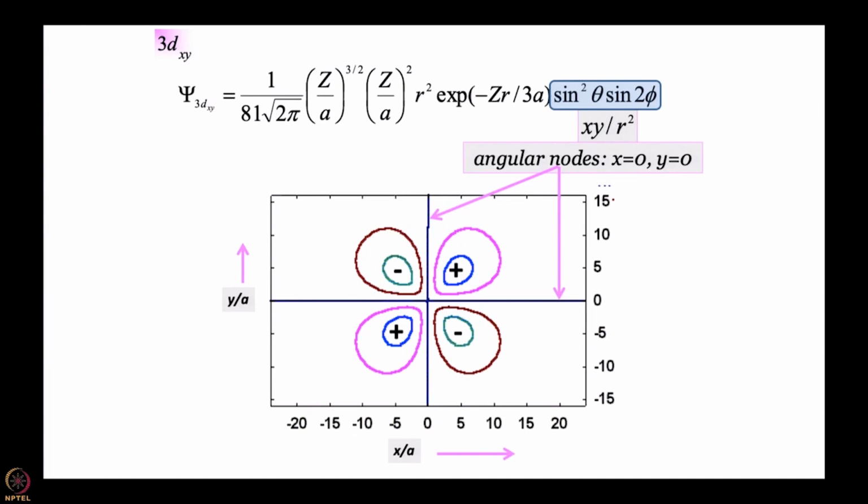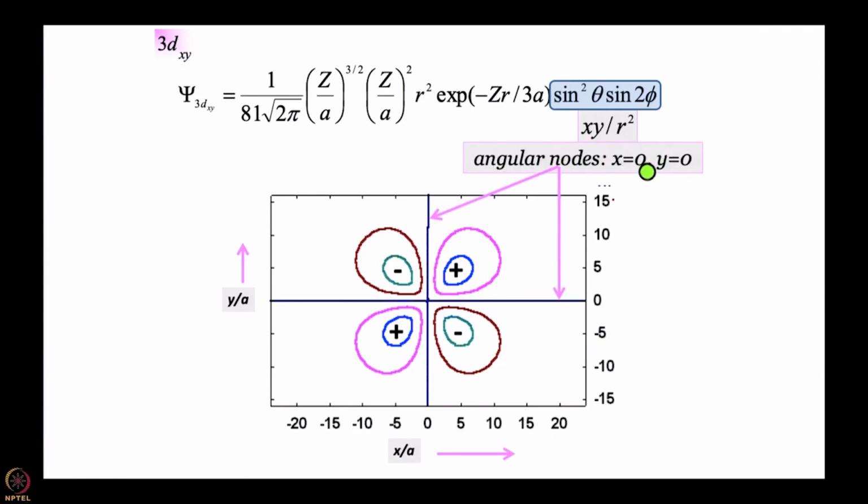Now, we come to 3dxy, sin square theta sin 2 phi. Again using the relationship between sin 2 phi and sin phi cos phi. What is sin 2 phi? Sin 2 phi is essentially 2 sin phi cos phi, right. So, sin square theta multiplied by sin phi cos phi becomes sin theta sin phi multiplied by sin theta cos phi. Okay. So, you get xy and of course, it has to be divided by r multiplied by r. So, you get xy by r square.